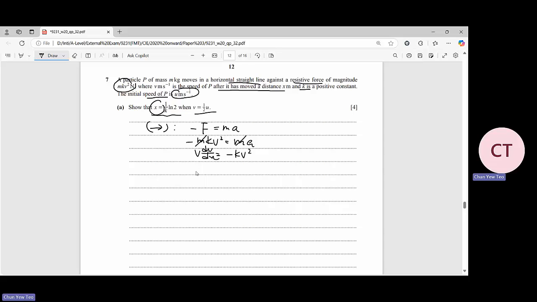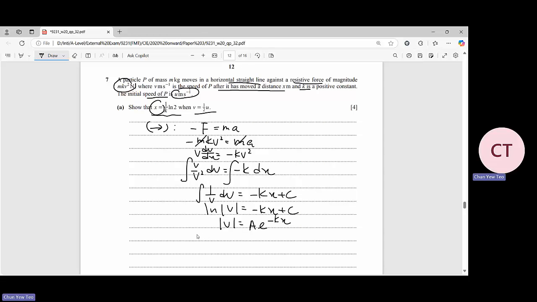So you just need to move it over here. Negative k dx, integrate. Simplify it, you will get 1 over v dv is equal to negative kx plus c. Integrate further, you will get ln modulus v is equal to negative kx plus c. So your modulus v is equal to a e power negative kx.